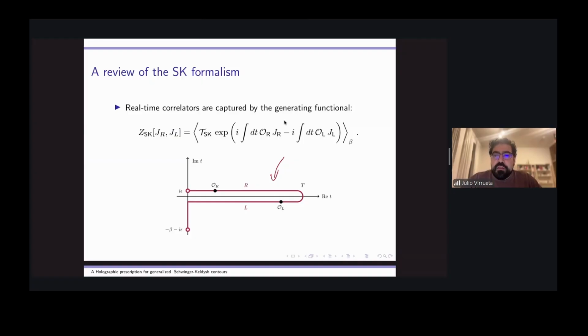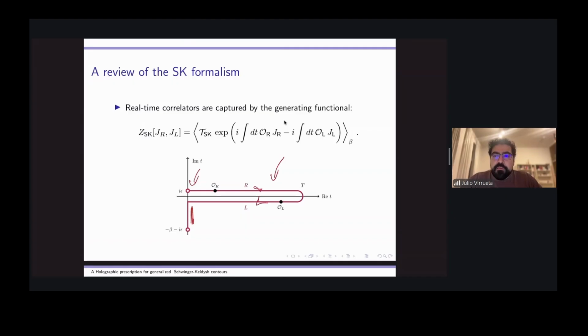This generalizes the generating functional by considering a path integral not along the conventional time ordering from minus infinity to infinity, but along this contour that starts at some initial time, goes as late as one needs, and then goes back in time. Here I am assuming, and I will assume throughout the talk, that I want to compute thermal correlators, in which case I have a segment of Euclidean evolution whose job is just to prepare the state in thermal equilibrium.